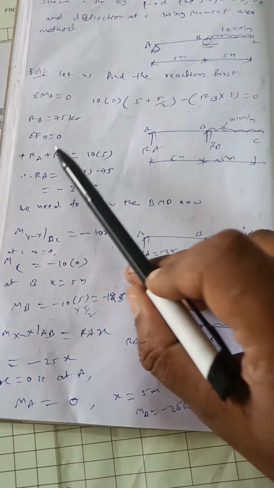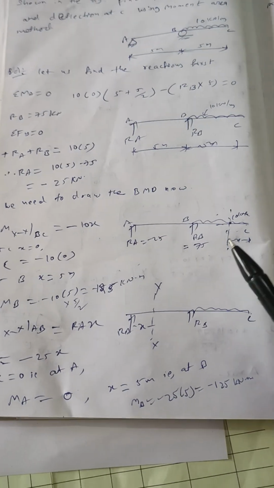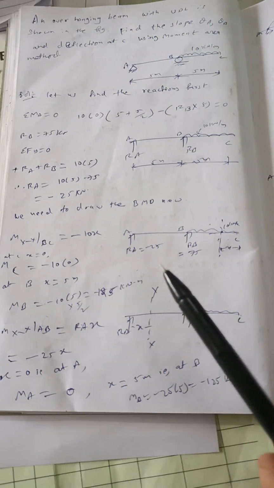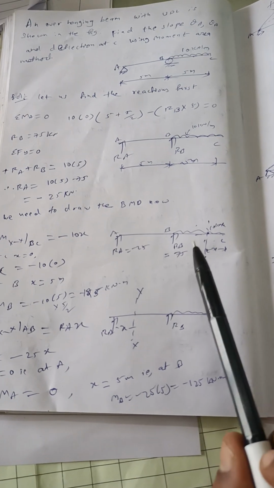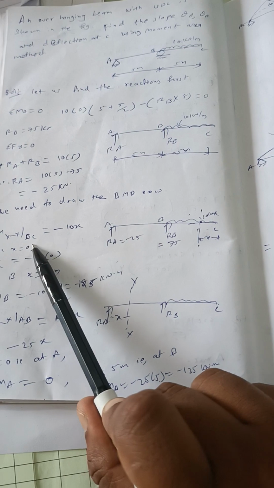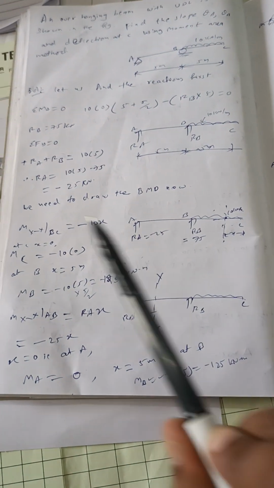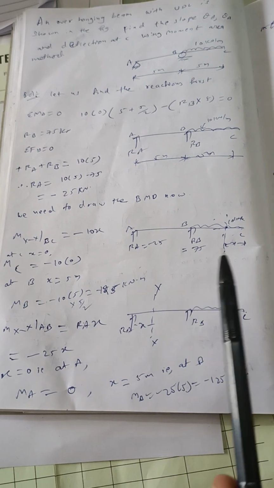If we apply these two equations, we can find the reactions. Now we need to draw the bending moment diagram. So how to draw the bending moment diagram? First I have taken a section XX. Bending moment at any section XX between B and C equals minus 10x. Then at C, substitute x equal to 0, and at B substitute x equal to 5 meters.